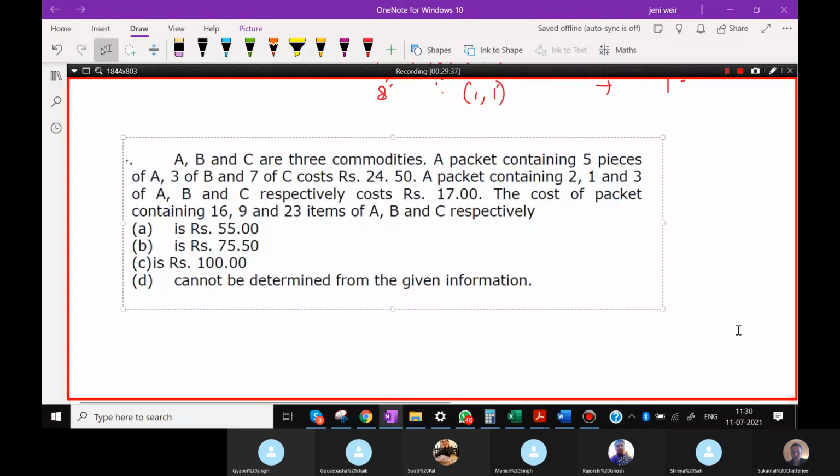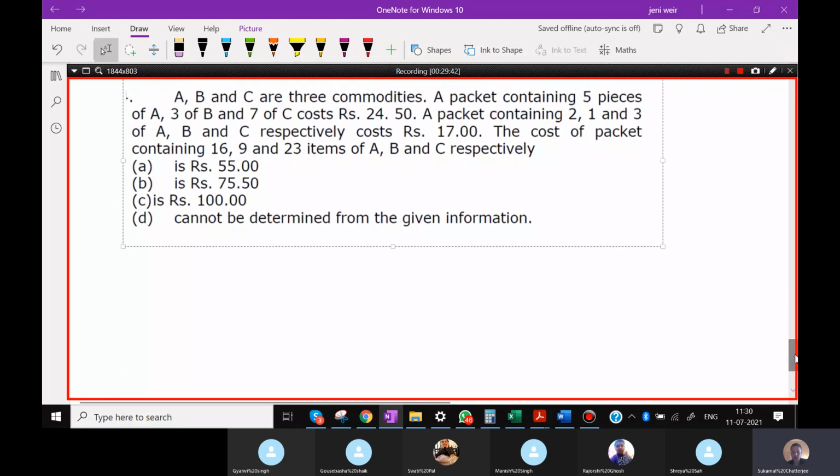A, B, C are three commodities such that a packet containing 5 pieces of A, 3 of B, and 7 of C costs rupees 24.5, and a packet containing 2 of A, 1 of B, and 3 of C costs 17. Then what would be the cost of a packet containing 16A, 9B, and 23C? Now here there are 3 unknowns and 2 equations given, so obviously you cannot solve it. You cannot have a unique solution for this.